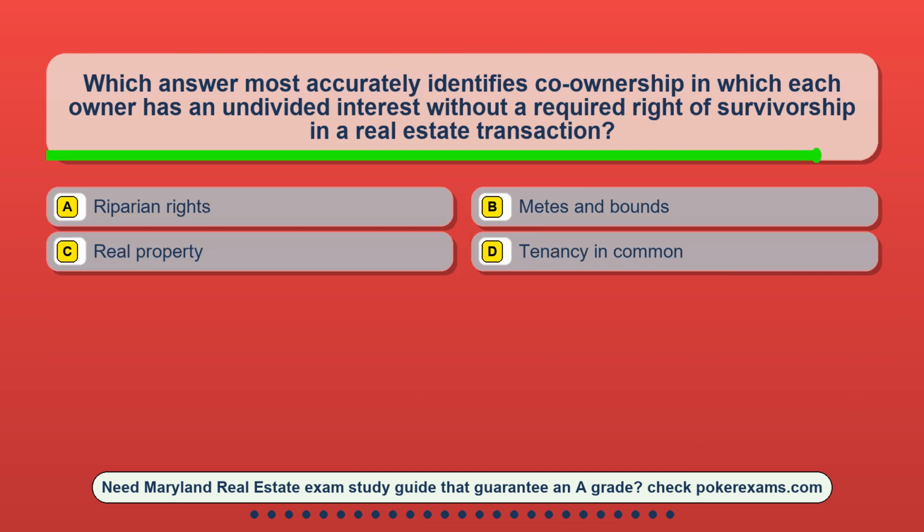Question 24. Which answer most accurately identifies co-ownership in which each owner has an undivided interest without a required right of survivorship in a real estate transaction? Option A, riparian rights. Option B, metes and bounds. Option C, real property. Option D, tenancy in common.